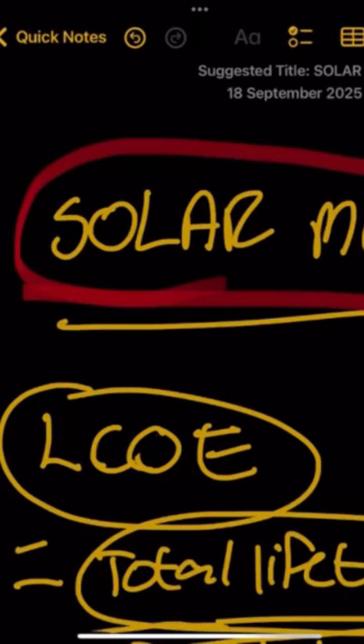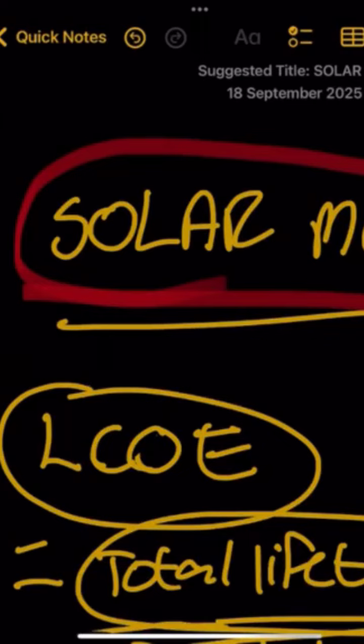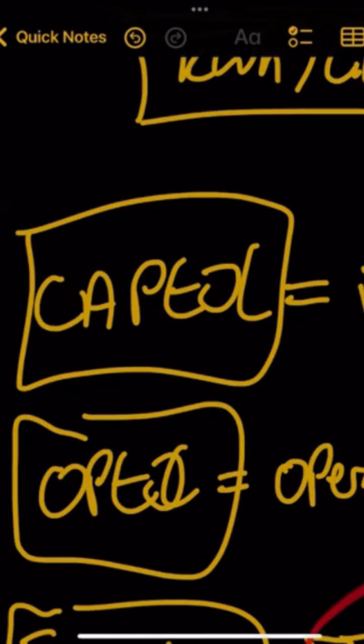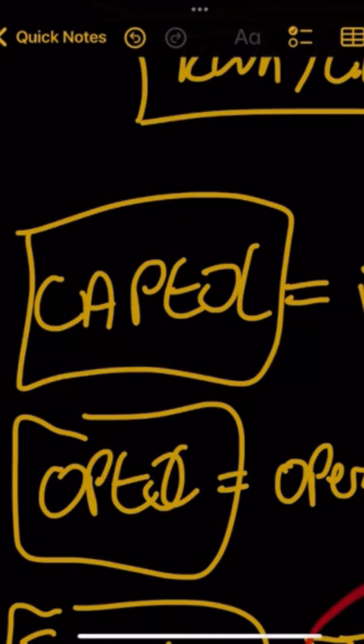So this is levelized cost of energy. Your LCOE is basically the total lifetime costs of the project, including CAPEX plus OPEX plus financing, over total lifetime energy production in kilowatt hours. CAPEX is capital expenditure. This is initial system costs. OPEX is operating expenses, as well as maintenance costs.